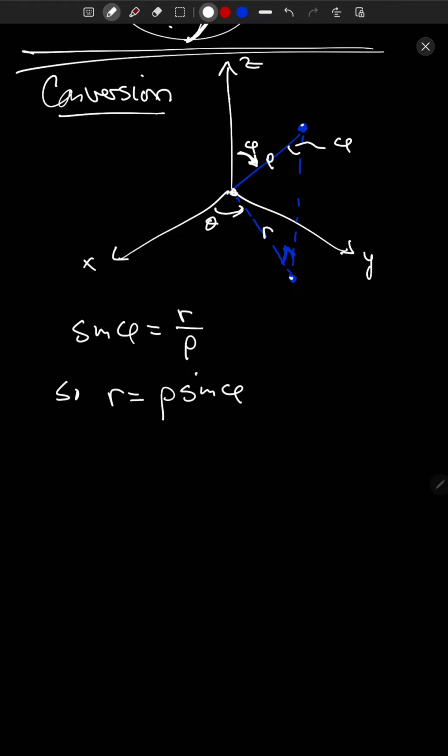All right, but what about x and y? Well, if r is equal to rho sine phi and x is equal to r cos theta, just from our use of polar coordinates, that means that x should be equal to rho sine phi cosine theta. Okay, so that's our conversion.